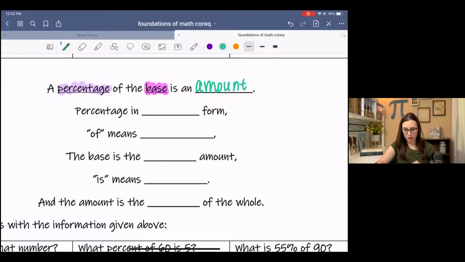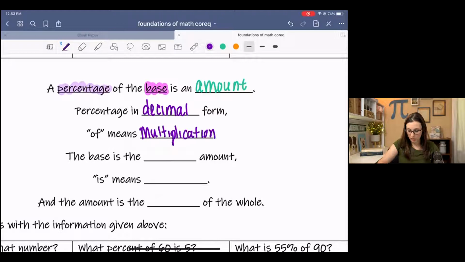Percentage is written in decimal form when we're solving problems. Of translates to multiplication. The base is the entire amount.